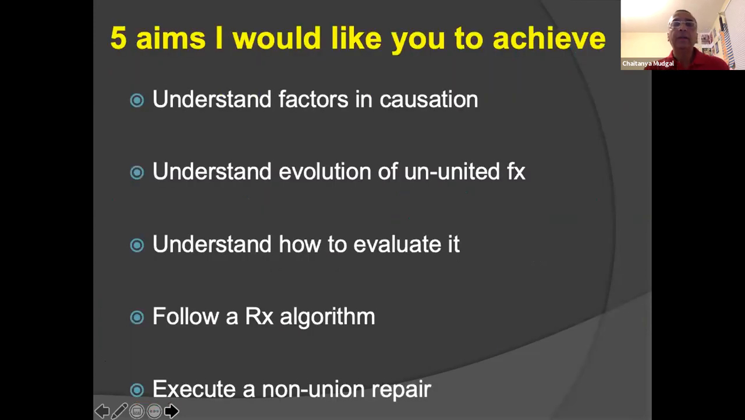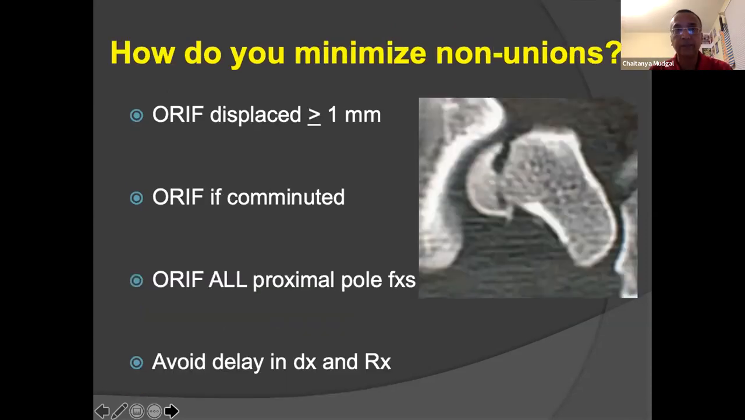Okay, so the five things I want you to understand are factors in causation. How does an ununited fracture of the scaphoid evolve? How do you evaluate it? Follow a treatment algorithm. Now mind you, this is an algorithm, it's a guideline. I don't want you to use it as a fait accompli, but as a guideline more than anything else, okay? And how do you finally do a non-union repair? Because I think knowing the theoretical aspect is a good thing, but at the end of the day, as a surgeon, you should be able to address it.